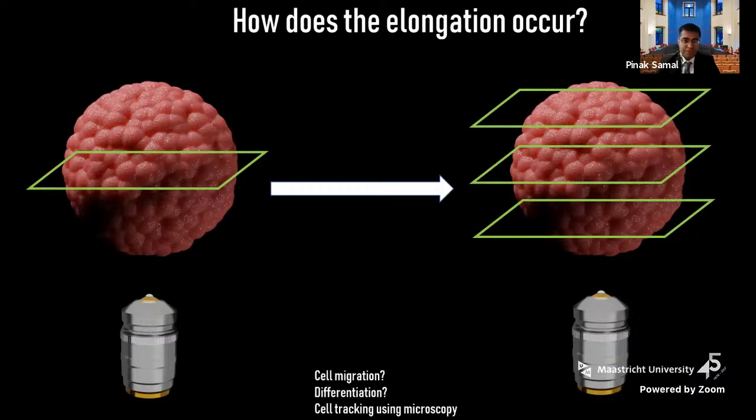So one of the ways which this could be done is looking inside the aggregate. There are multiple ways to do this, but one of the ways which we followed was using cell tracking using 3D live cell microscopy. So what you essentially do in this case is you take the aggregate, you perform optical sectioning of the aggregate in live tissue, of course, and then follow this over time. And then you analyze the data to track back how the cells move within the aggregate.